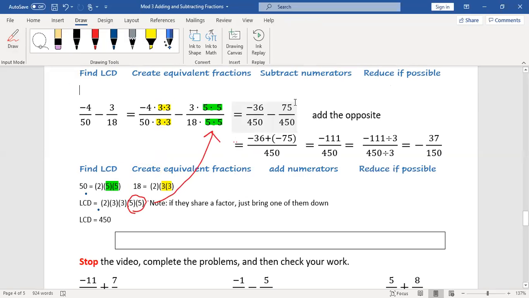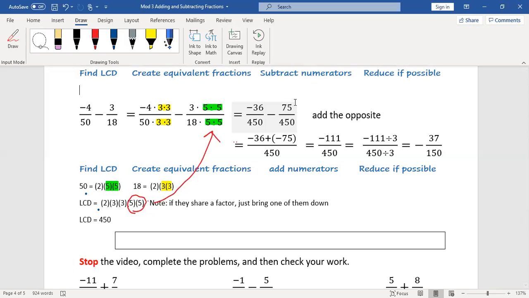So I end up with negative 36 over 450 minus 75 over 450. I'm going to rewrite that as an addition problem over the common denominator. So negative 36 plus a negative 75. The rules of integers say if they're the same sign, I just add them and I get more negatives. Negative 111 over 450. Now both of those are divisible by 3.